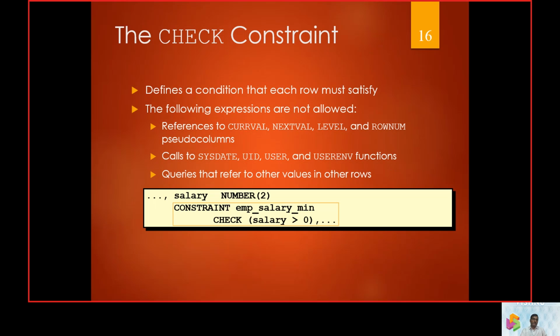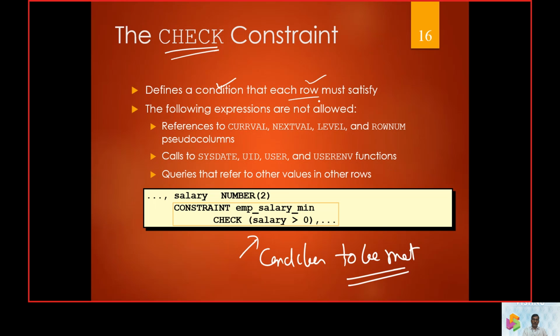Another way of declaring the key constraint was with a check option. Check gives some condition to be met, and that condition needs to be followed. It defines a condition that the row must satisfy. It may refer to a current value, the next value, the levels, or some row number or pseudo column number. So check basically makes a condition that needs to be met.